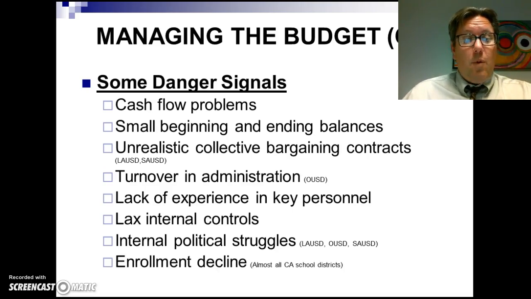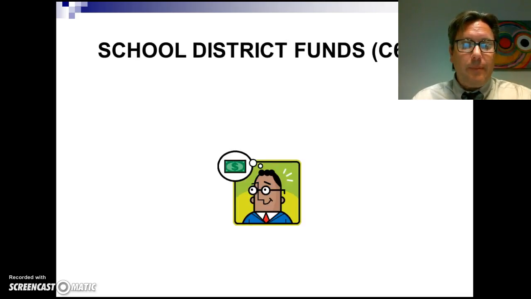Last point here is enrollment decline. California is facing a decline in enrollment that is affecting our budgets, and there are some turnkey measures to help support that, but it still doesn't make the greatest impact. And again, revenue is always based off of the amount of students you have present at your school district, or the average daily attendance, ADA.